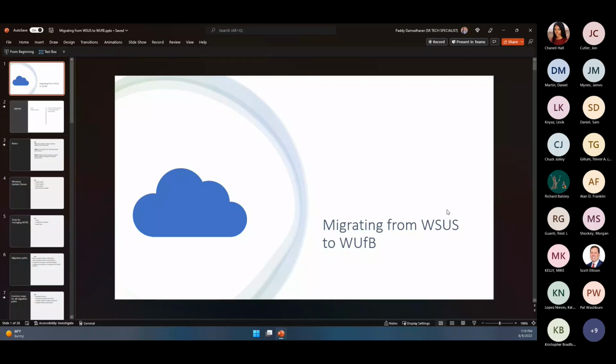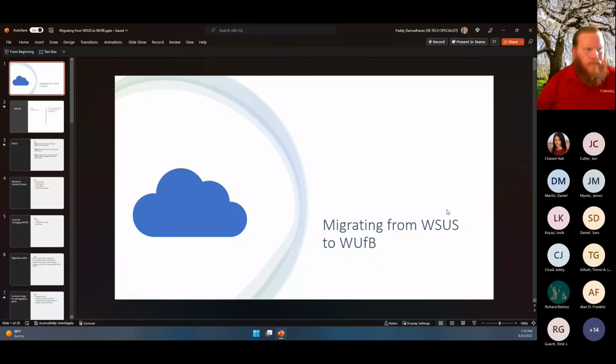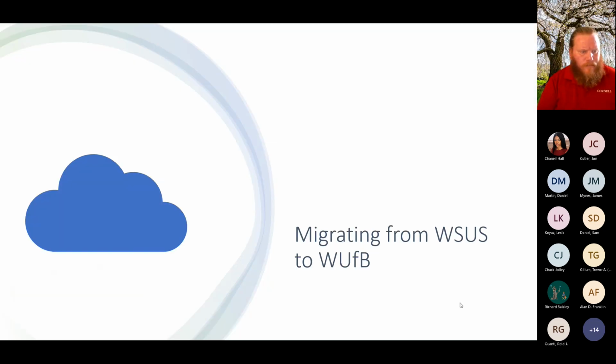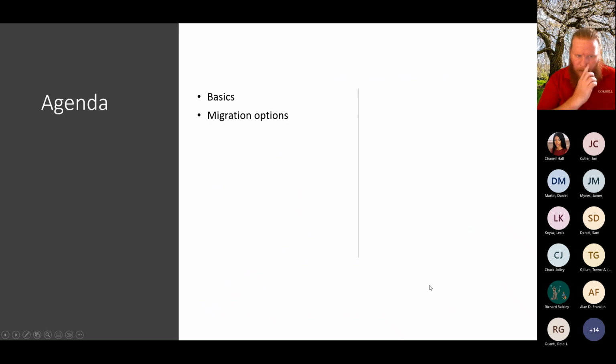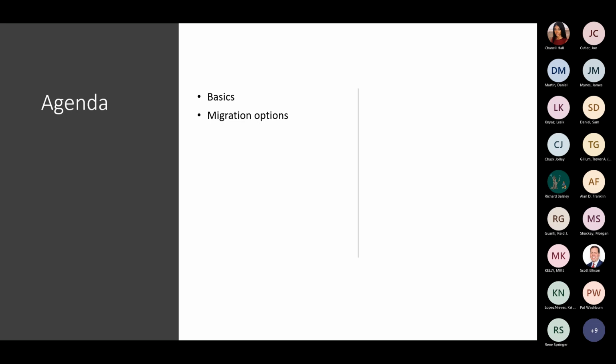About options and methods, how we migrate from WSUS to Windows Update for Business. Let me do this in full screen mode. So we are going to quickly skim over some basics about Windows Update, and then we are going to see some details about the options we have in migrating to Windows Update for Business.